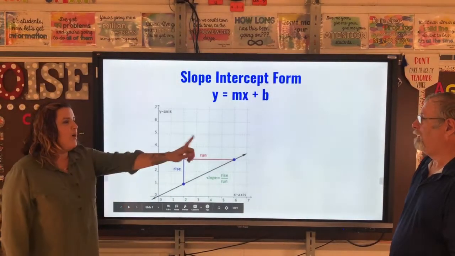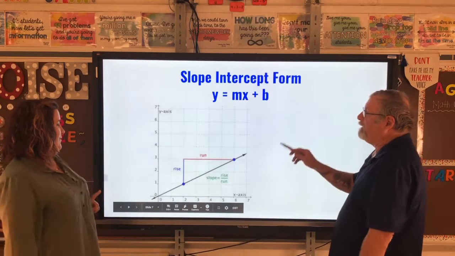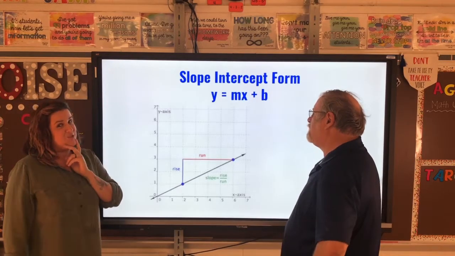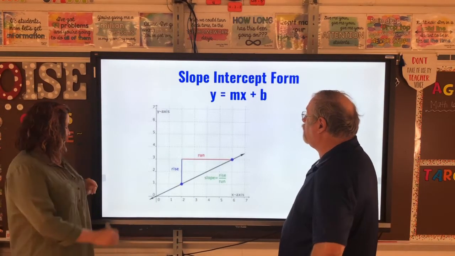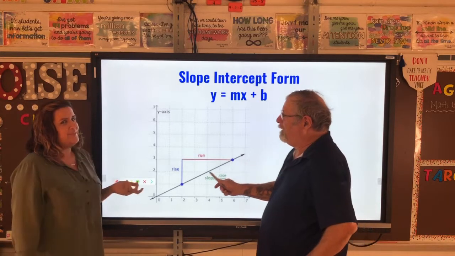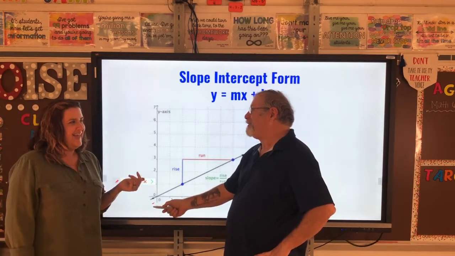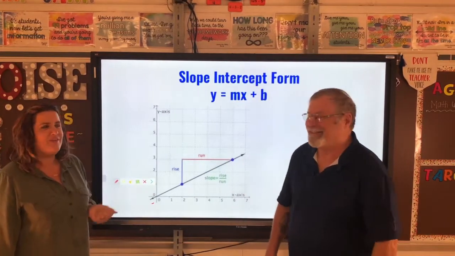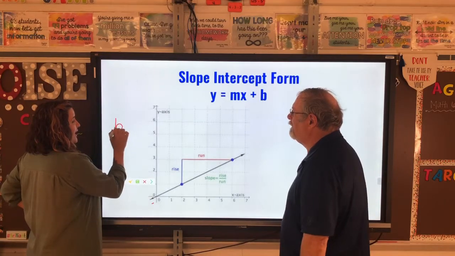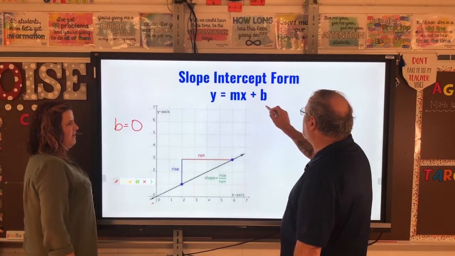All right, we have one more. This is one that doesn't give us much information at all. Oh, this one's interesting. This one's proportional. Why is it proportional? Because it's a straight line and it goes through 0. It's a straight line that passes through the origin. So you might as well do a little review while we do this. The b is 0. I like when the b is 0.